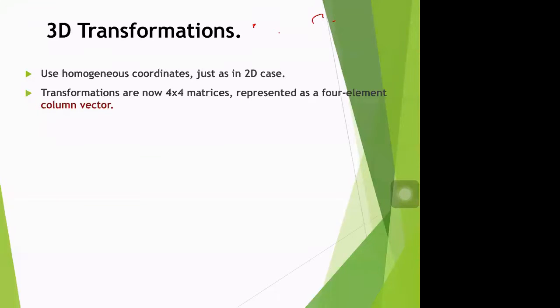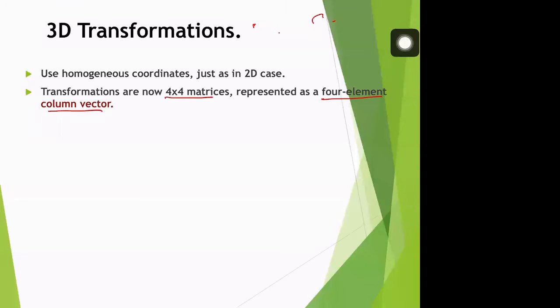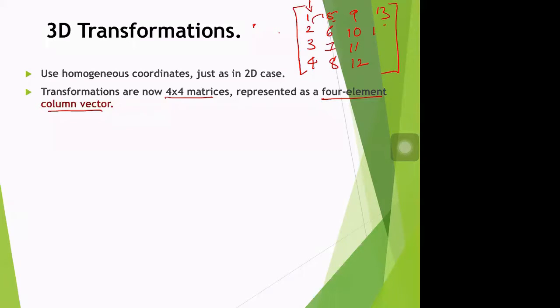We also learned what is homogeneous coordinate system, right? So when it comes to a homogeneous coordinate system, the transformation will be of 4 cross 4 matrices, which represents a 4-element column vector. In this package, we are learning column vector. What is the column vector? My values start storing in the form of a column first. So it goes like this. So this is a column vector. The values are stored in this way.